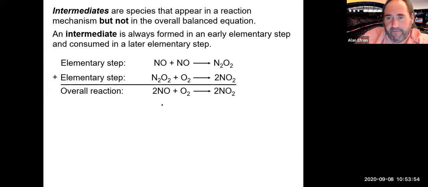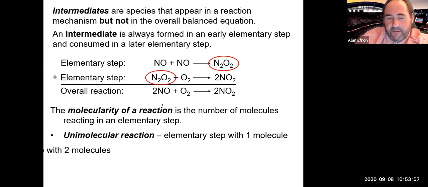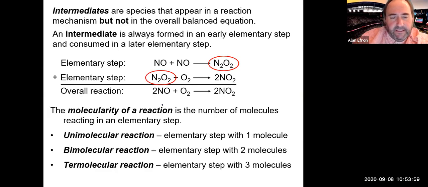Now, as I mentioned before, when we look at a mechanism such as this, and we do see something like N2O2 that appears early on in the mechanism and gets used up by the time it's over, that is again what is referred to as an intermediate. And that's an important part. It's a substance or a species that gets made early in the reaction, gets completely used up in the end, but most importantly is not found in the overall reaction. So again, in this case, the N2O2 would be our intermediate.